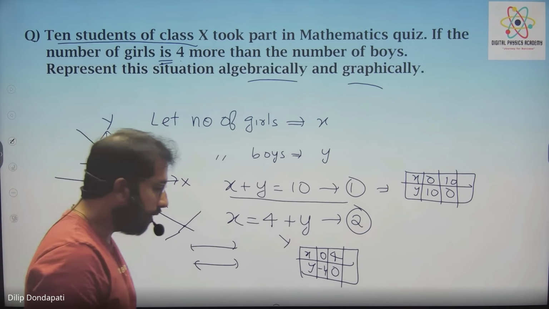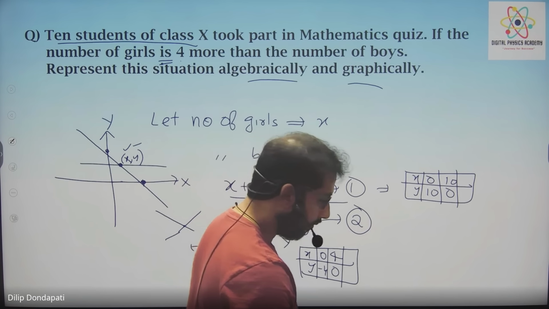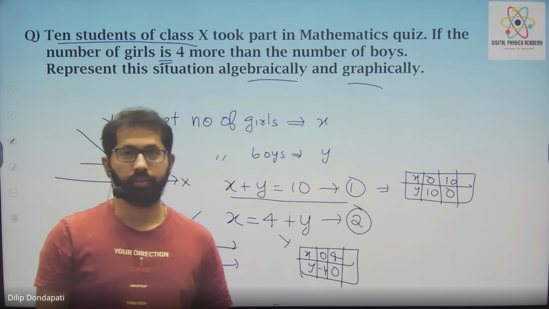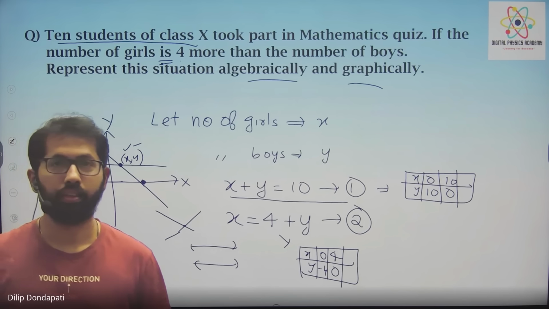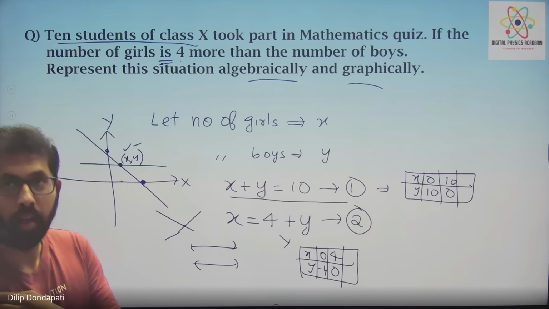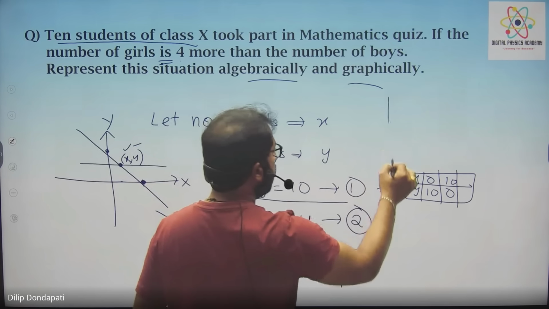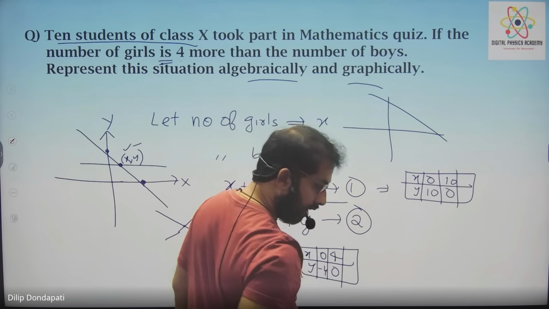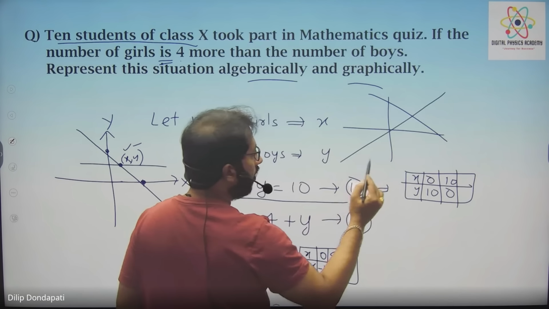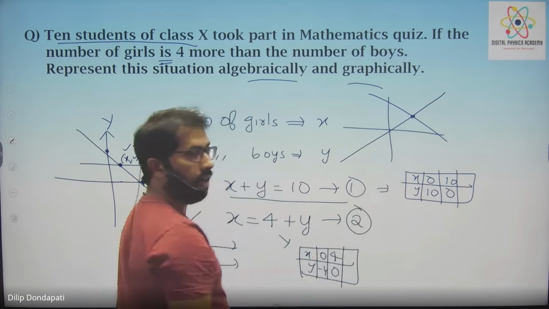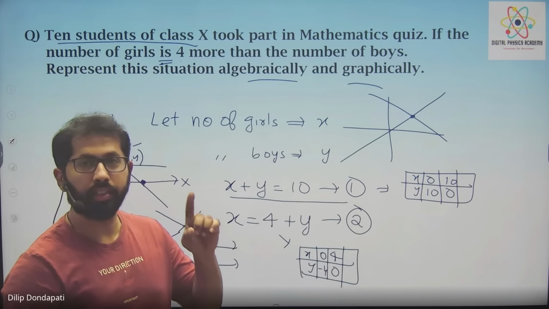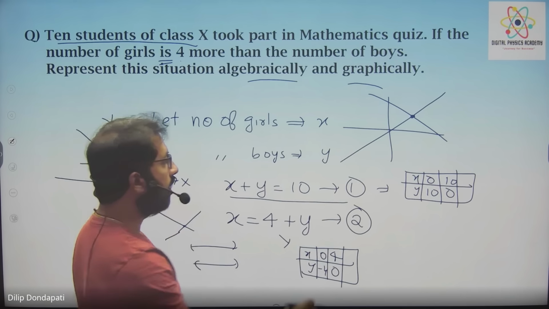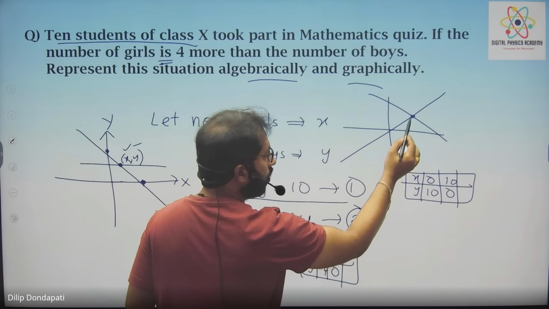So 7,3 is the answer. Okay, sir. So wherever it touches, it is known as the corresponding point. See, suppose one graph is like this and the other graph is like this. It is touching at one point, right? And this is intersecting as one solution, right? What is the coordinate of this point in the graph?